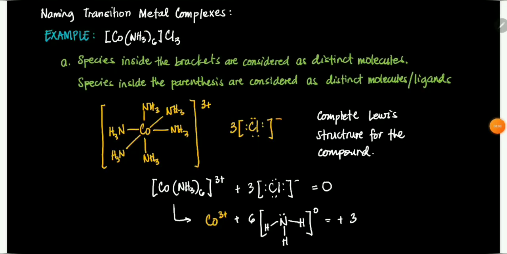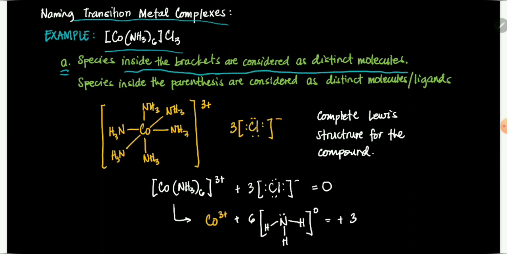Okay? So, how do we name transition metal complexes? Okay? So, for example, we have this compound. So, paano natin i-name ang compound na to? So, una natin iti-take note na species inside the brackets are considered as distinct molecules. So, yung nasa loob ng bracket ay isang molecule lang. Tapos, yung ating tatlong chloride ay hindi kasama sa connections ng ating molecule na enclosed by the bracket.